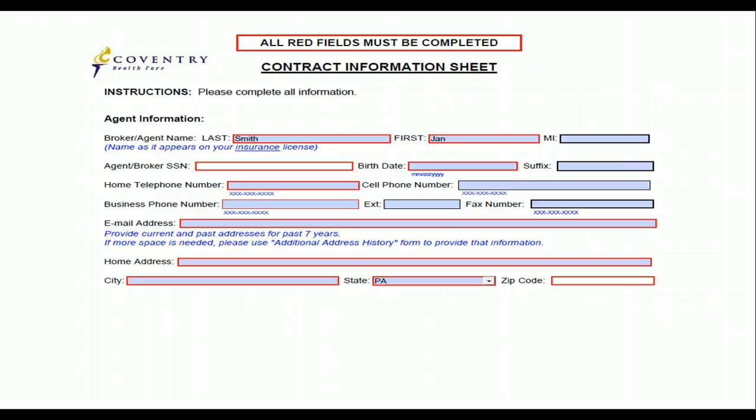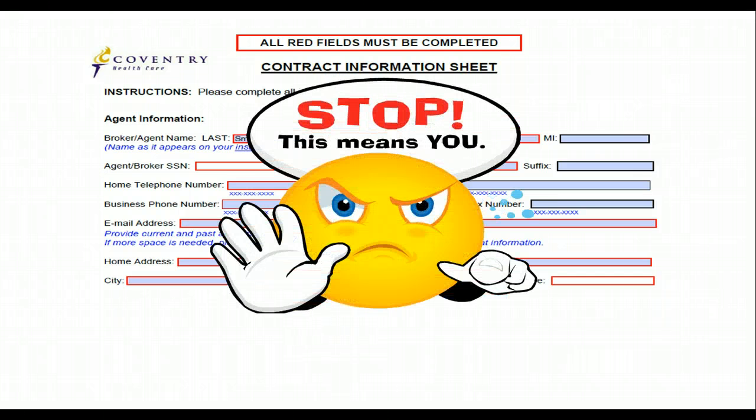The very first thing that you want to do whenever your contract information page loads is to make sure that your social security number has auto-populated. If your social security number has not auto-populated, do not enter any information. The field is not going to be able to be entered by you. It is an auto-populated field.